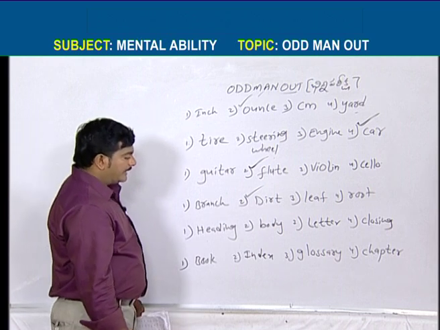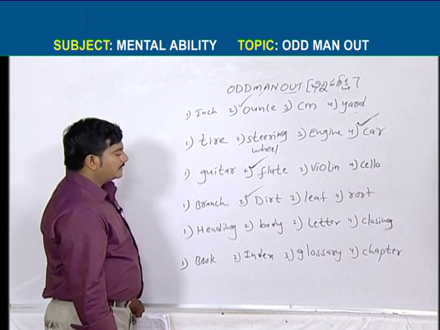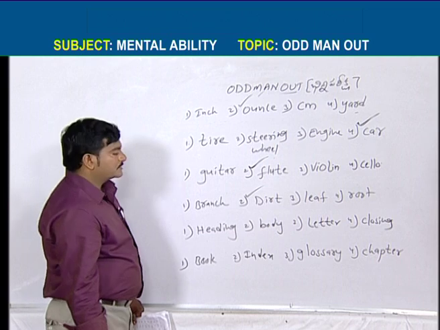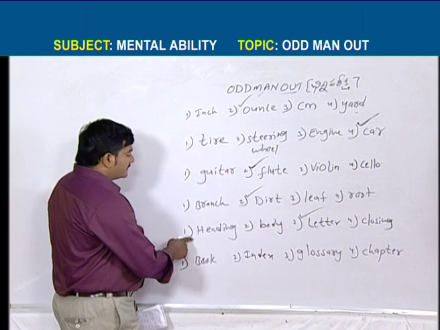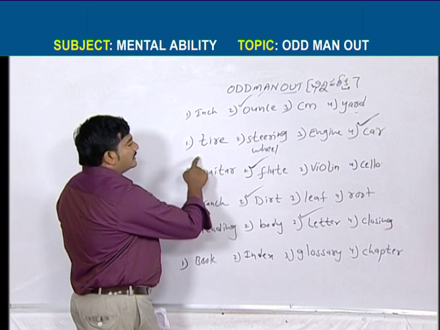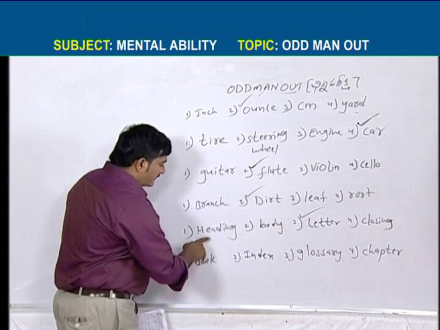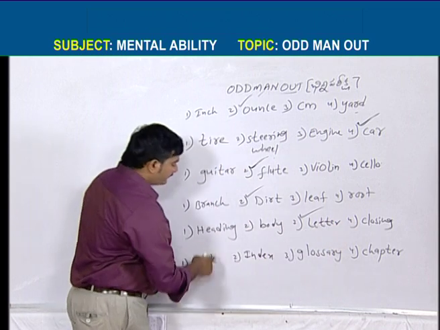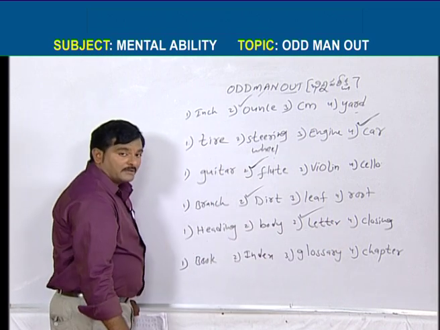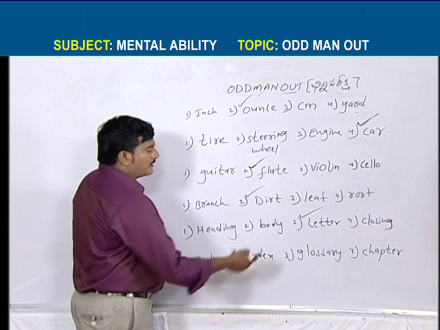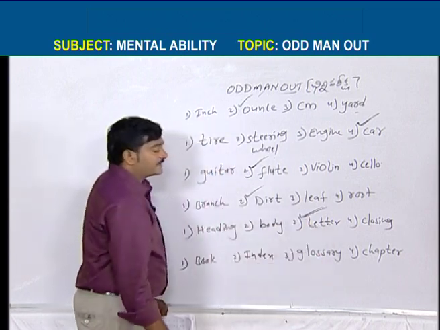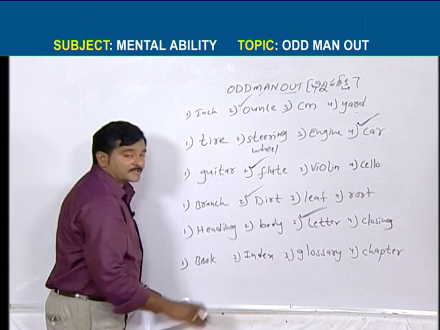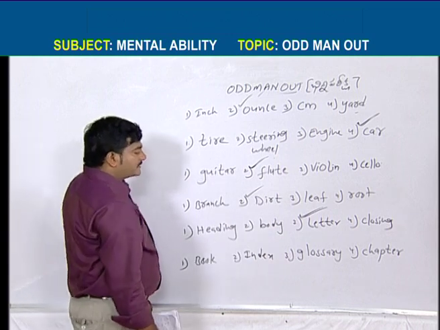Here observe: heading, body, letter and closing. The answer is the third option, letter. See this question and the car question. These 3 are parts of a car, whereas these 3 are parts of a letter. Heading is part of a letter, body is part of a letter, closing is part of a letter, but letter is unique, letter is different. That's why that is different.